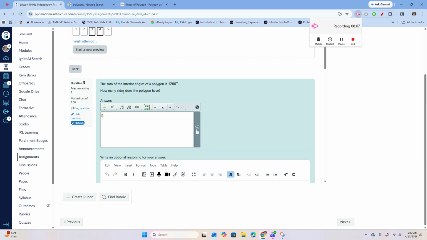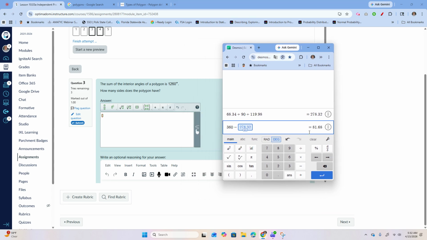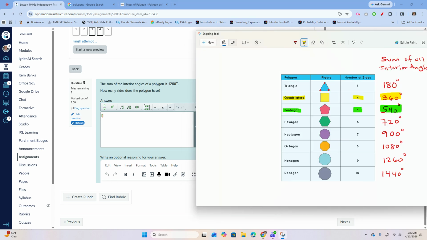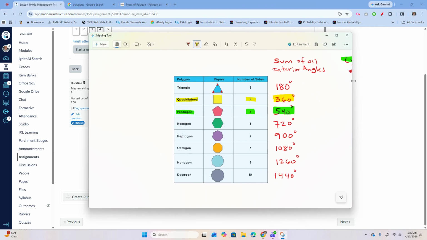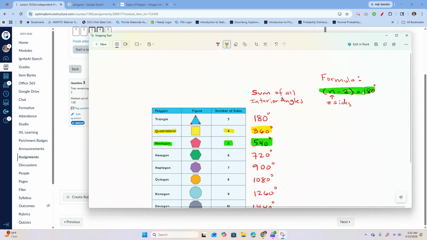In this problem, problem number 3, they didn't give you any picture, but they told you that all the angles inside the polygon, if you add them up, it's going to be 1,260. Okay, you can do this problem in 2 ways. One of the ways is you're going to take your calculator, okay, and basically I'm going to use this formula backwards. Let me make this bigger so you can see the formula. Okay, so I'm going to do this formula here backwards. So see that I'm subtracting 2 and multiplying by 180.